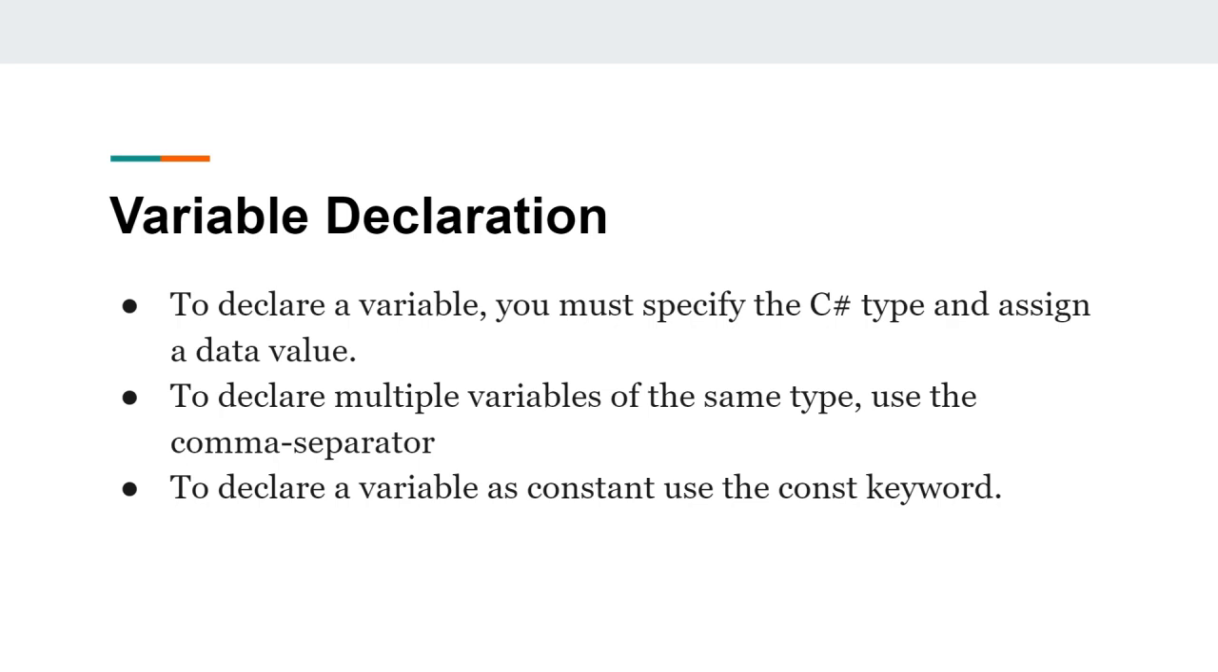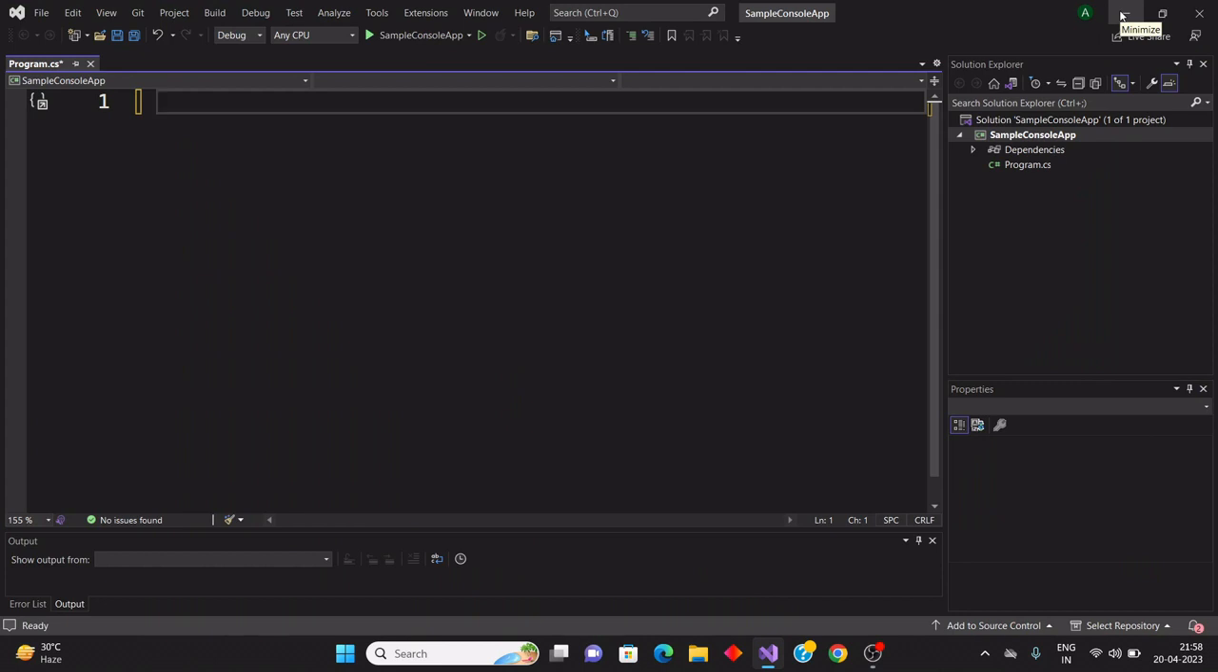How to declare a variable in C Sharp? To declare a variable, you must specify the type, that means the data type, and assign a data value to the name. To declare multiple variables of the same type, we can use a comma separator. To declare variables as a constant, we can use the const keyword. Now let's try this in Visual Studio.